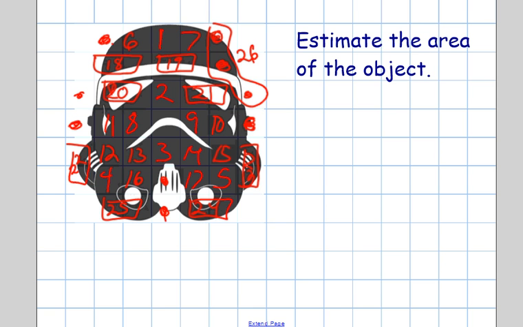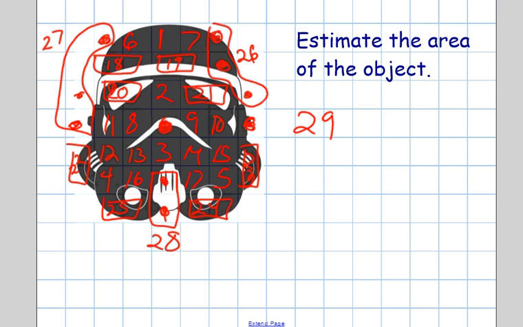And then maybe, well, let's just group it like that just to keep it a little easier, 27. And then we'll group this. Oh, I forgot this one. 28. And then, of course, we have this one right here, which I missed also. So 29. I think in the end, since we are estimating, I don't think we would object to say that that's about 29 units square.